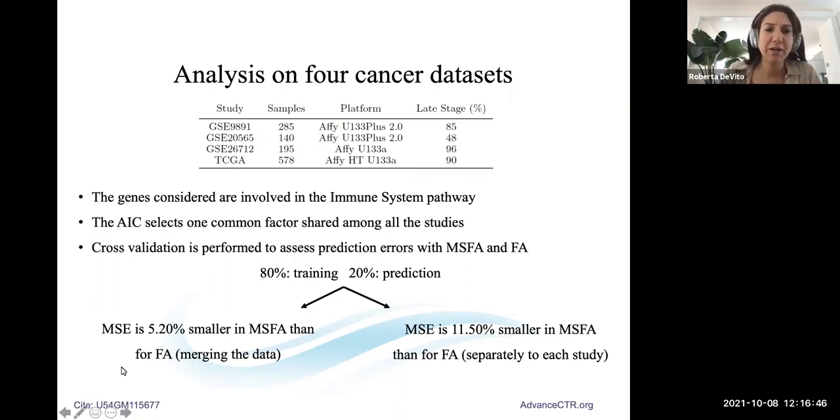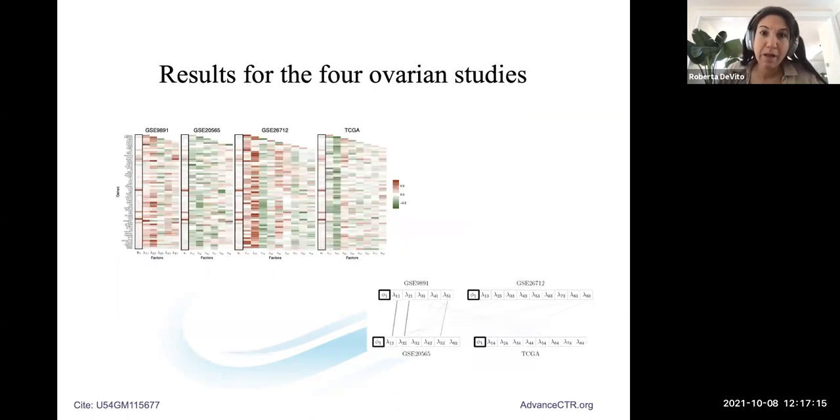And here what I get is that the mean square error is 5% smaller in multi-study than in factor analysis after merging all the studies into one. And the mean square error is 11% smaller in the multi-study than in factor analysis performed separately in each study. So we are gaining a lot in terms of prediction compared to the standard factor analysis model.